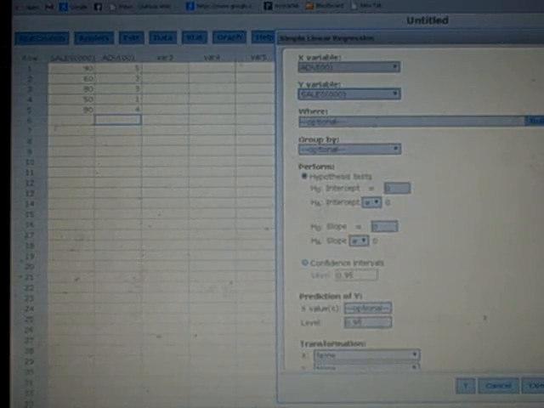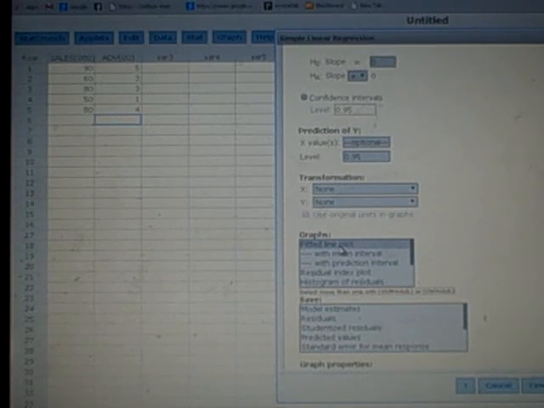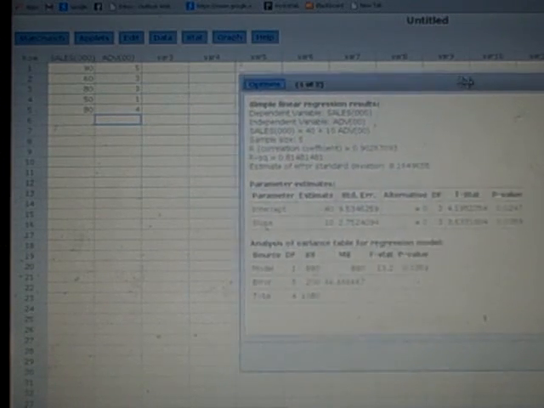And let's pull this down a little bit more. And I would like to just get the fitted line with the plot. Okay, that's all I need, and that's all that's required. And now I compute. And here we have our results.